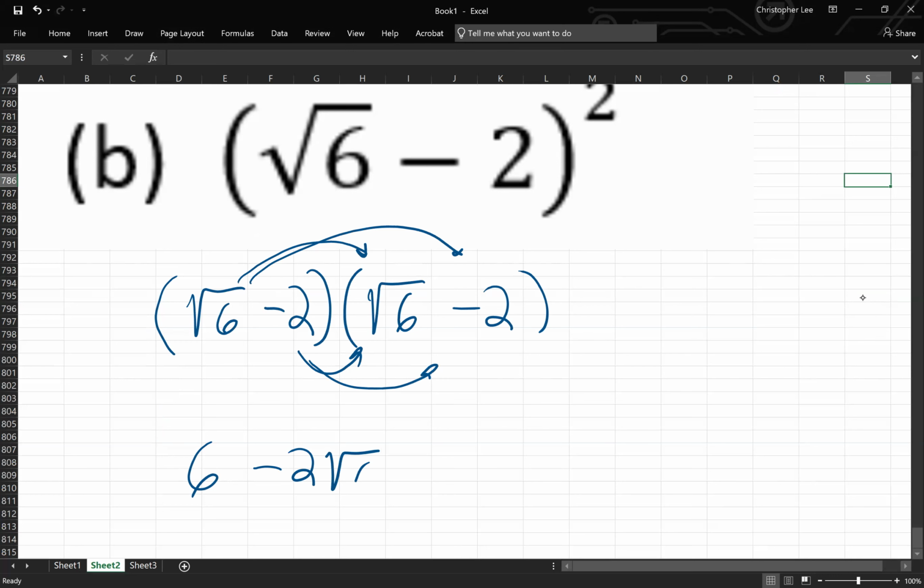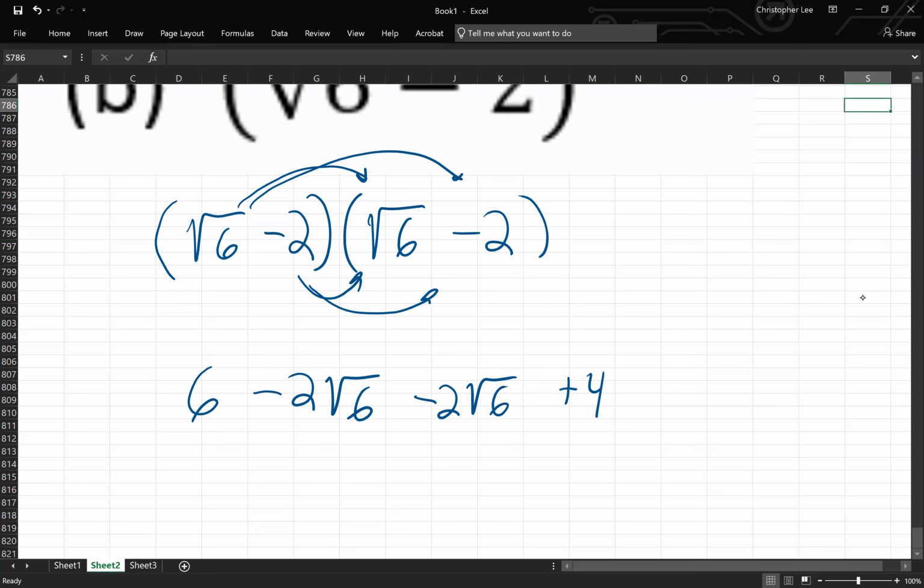Negative 2 square root 6. What's negative 2 times square root 6? But to save time, you could literally just write 6. And then now, negative 2 times square root 6 is? Very good. Now, this is the hard one. What's negative 2 times negative 2? Positive 4. And then now you want to combine like terms.